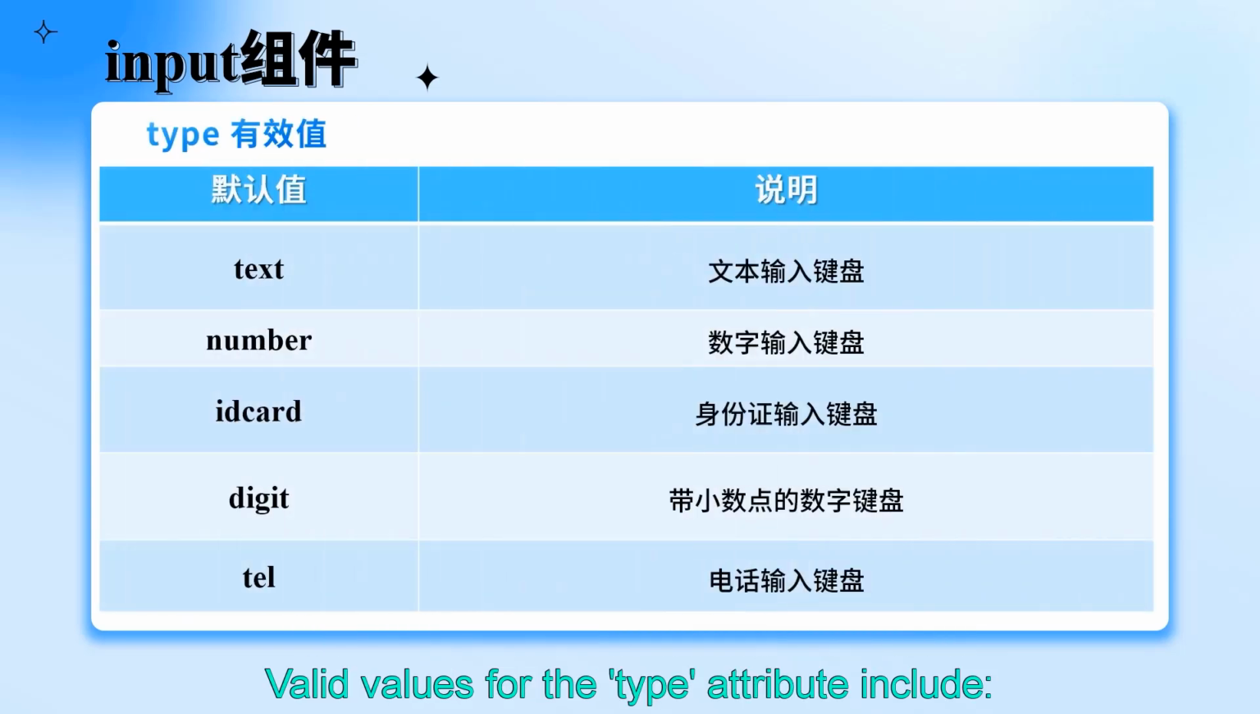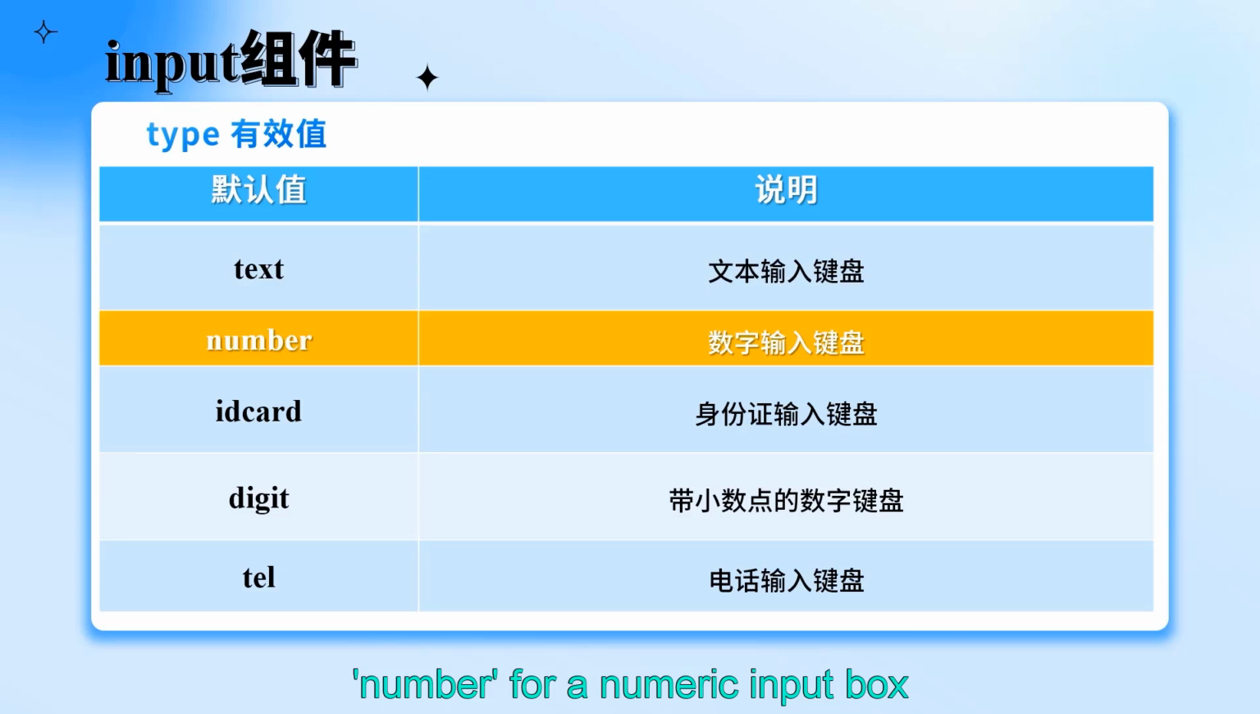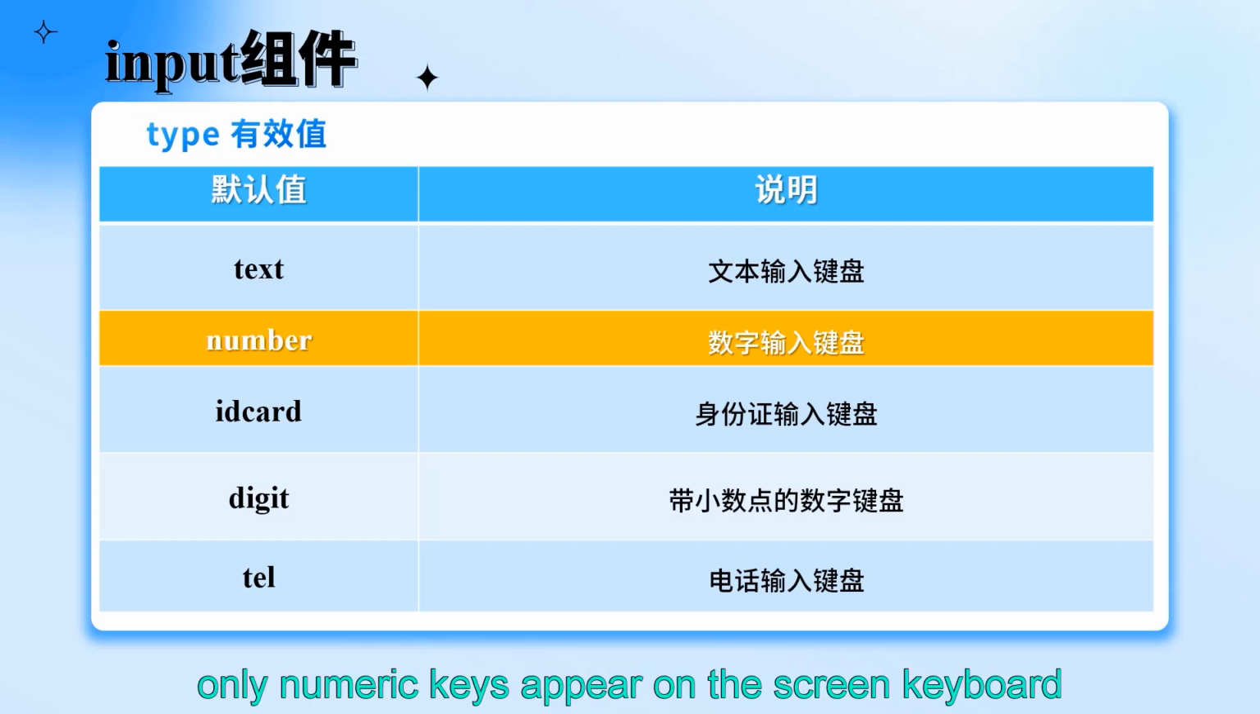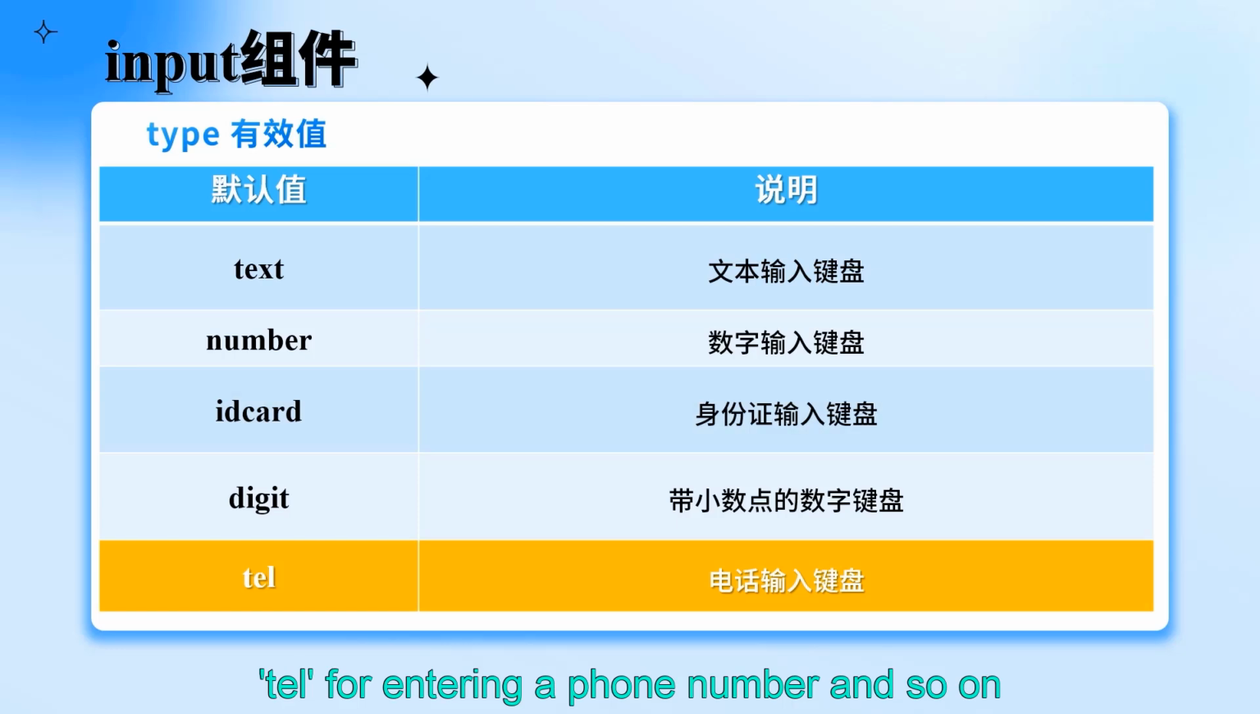Valid values for the type attribute include text for a normal text input box, number for a numeric input box. In this case, only numeric keys appear on the screen keyboard. ID card for entering an ID card number. Tel for entering a phone number, and so on.